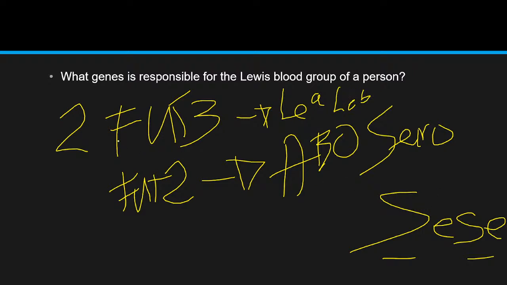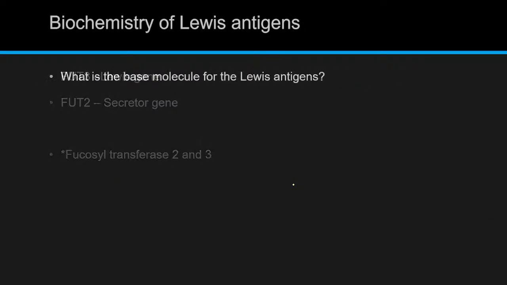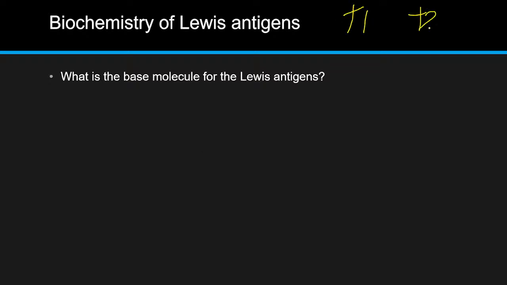What does FUT3 mean? It's basically a fucosyl transferase. What it does is it transfers the fucosyl molecules onto the base molecule. So what are we talking about? The base molecule. What molecule are we talking about? So the base molecule is basically your GlcNAc. The base molecule is type 1. We have two types. We have type 1 and type 2 base molecule.